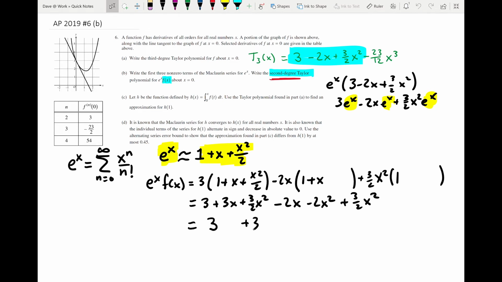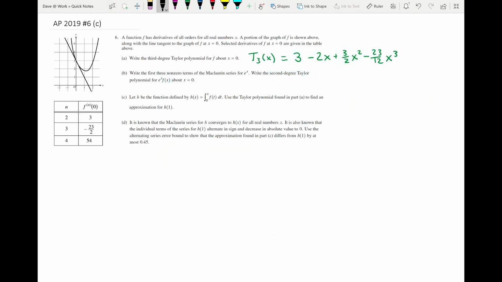We'll put our linear terms together, which is 3x minus 2x. And we'll put our quadratic terms together, which is 3 halves x squared minus 2x squared plus 3 halves x squared. And to come up with our second degree Taylor polynomial for e to the x, f of x about x equals 0, we will combine the terms, saying 3 plus x plus x squared.